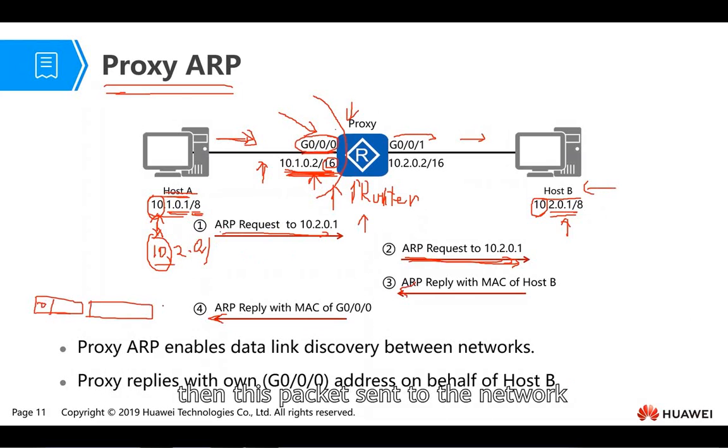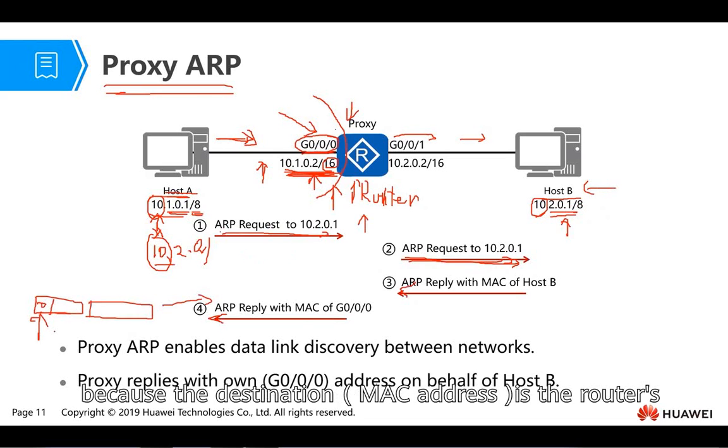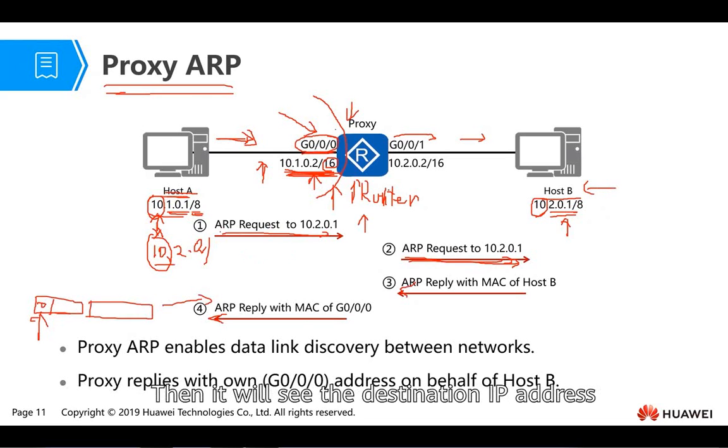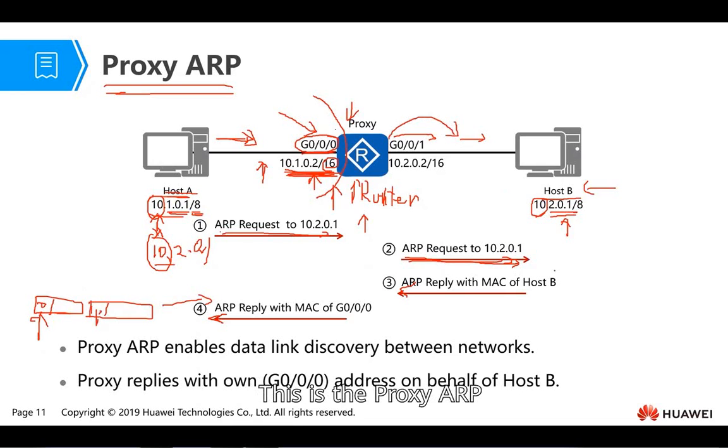Then this packet is sent to the network, and the router will receive it because the destination is the router. The router receives it and then looks at the destination IP address. This IP address is host B's. Then the router will route this packet to host B. This is proxy ARP.